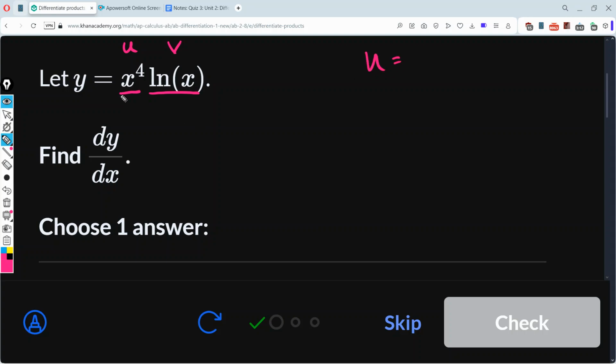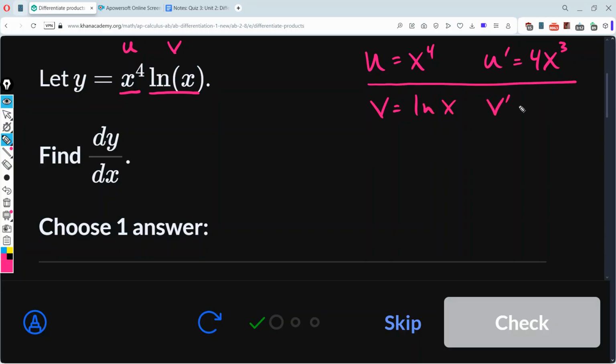All right, so u, the first term, is x to the fourth. And that means u prime, the derivative, just power rule, move the 4 in front of the x. So that's going to be 4x, decrease the exponent by 1, so 4 minus 1 is 3. And now we'll do v. v is ln of x, and v prime, if you recall the previous exercise, the derivative of ln of x is just 1 over x. All right, so now we have everything we need for the product rule.